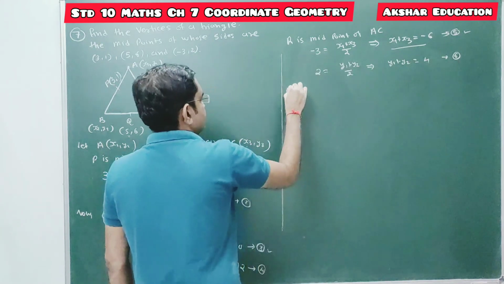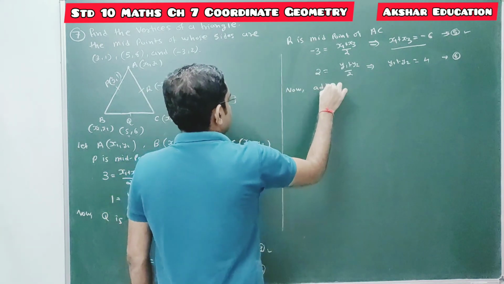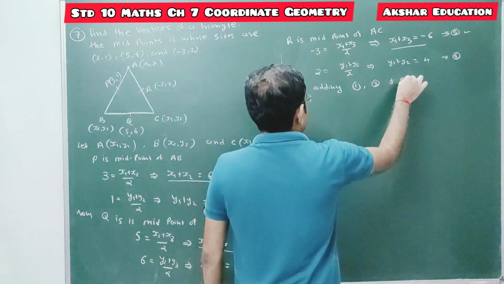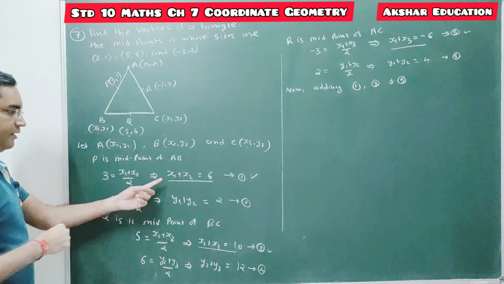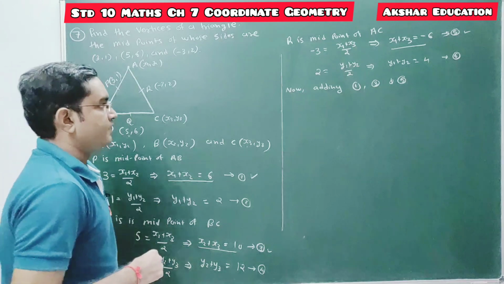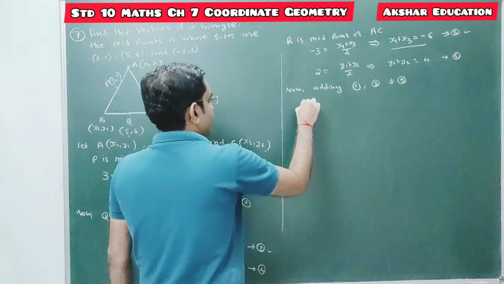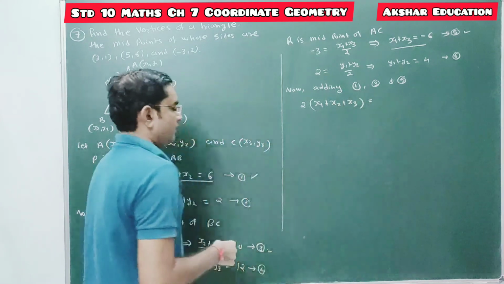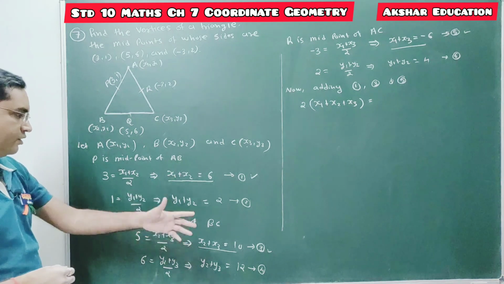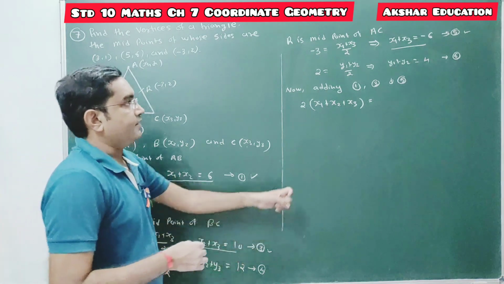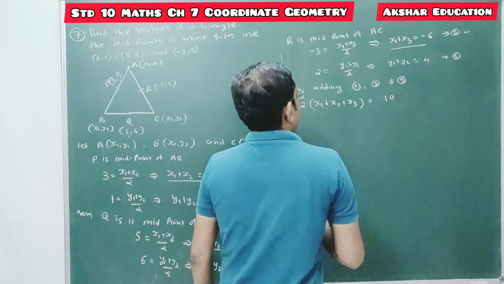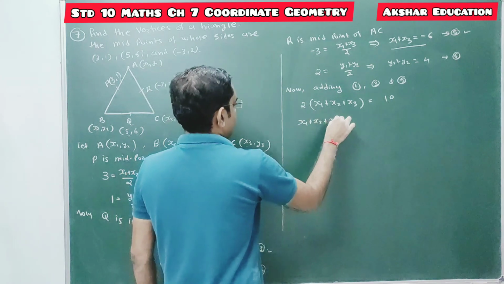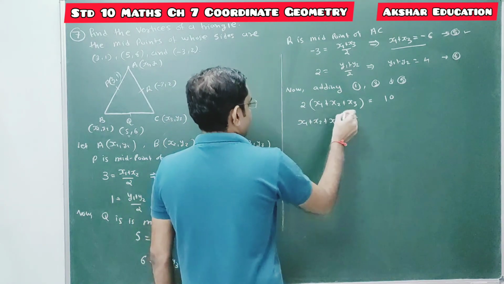So what we are getting? So now adding equation number 1, 3 and 5. So equation number 1 is x1 plus x2, x2 plus x3 and x1 plus x2. So here we are getting 2 times x1 plus x2 plus x3, है ना? x1 दो बार आएगा, x2 दो बार आएगा और x3 दो बार आएगा. So it's 6 plus 10 minus 6. So this is equal to 10, and therefore here we are getting x1 plus x2 plus x3 equal to 5.